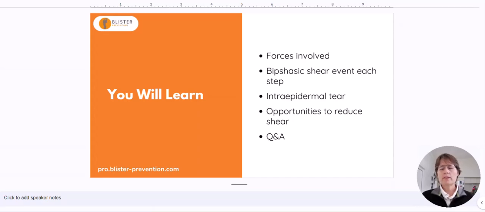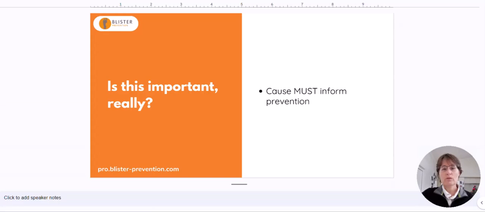We're going to look at the forces involved. We are going to understand that there's a biphasic shear event under the ball of the foot, as opposed to under the heel, which is just a single shear event. We're dealing with an intraepidermal tear when we're dealing with blisters, and we're going to have a close look at the opportunities to reduce shear deformation under the plantar forefoot. In other words, how to prevent blisters. And we've got some really good Q&A, so we'll get into that at the end if I've got time.